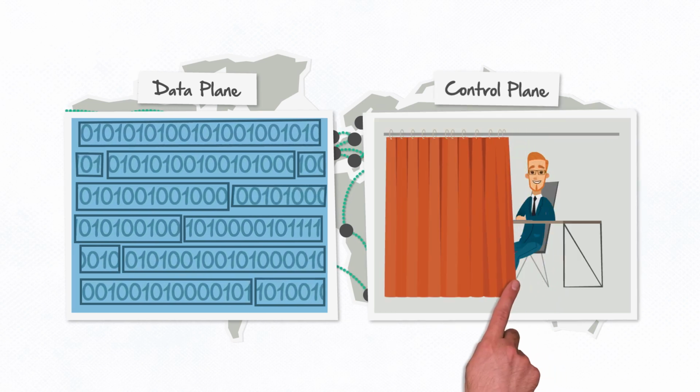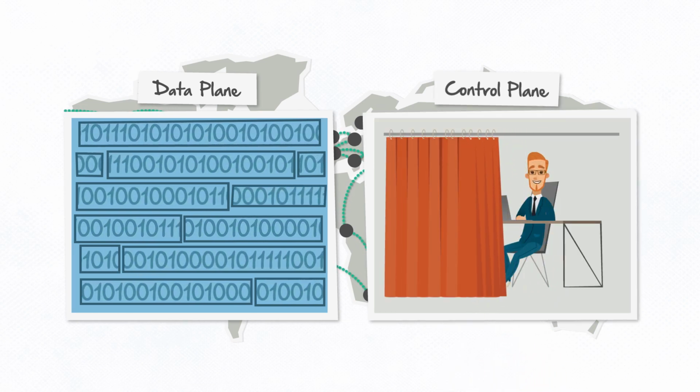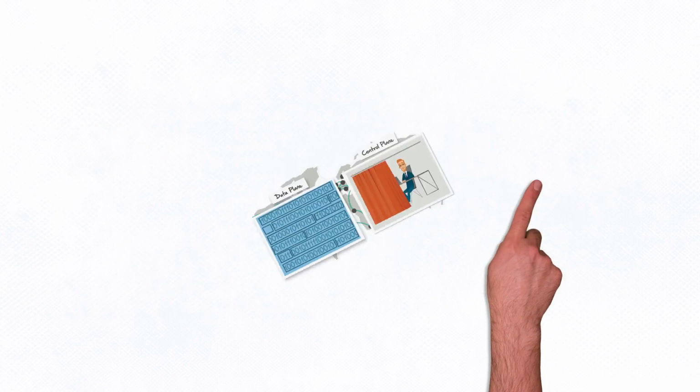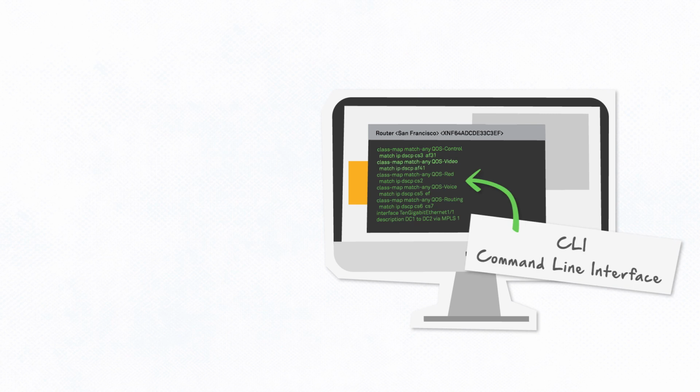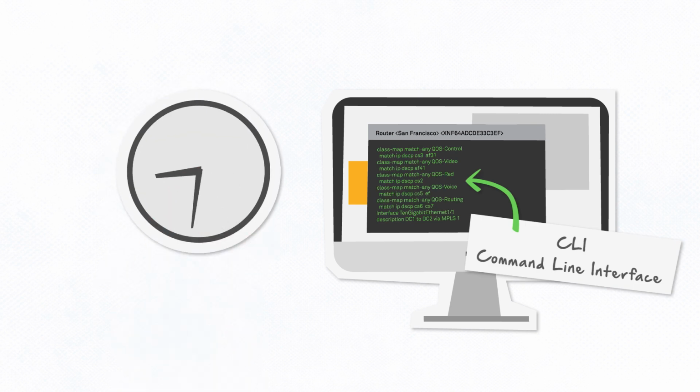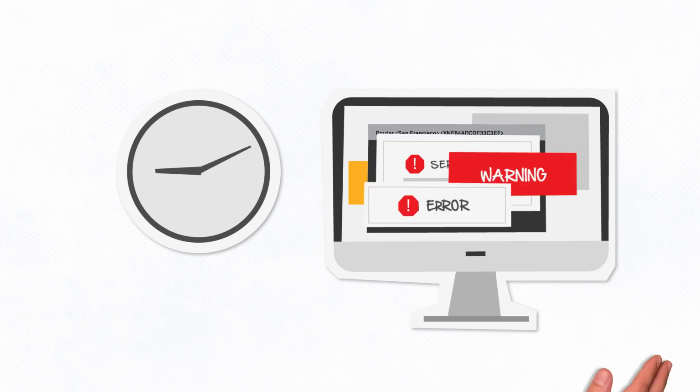However, someone needs to program the control plane with rules on how to handle network traffic on the data plane. This is typically done by entering a series of commands into each router's command line interface, or CLI, by a network administrator. This can be a very manual, time-consuming, and error-prone process.